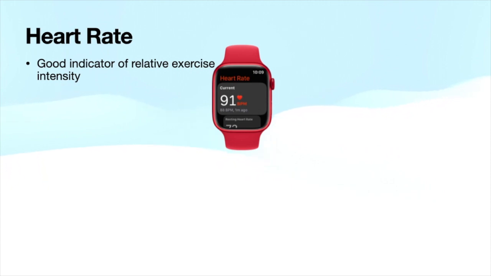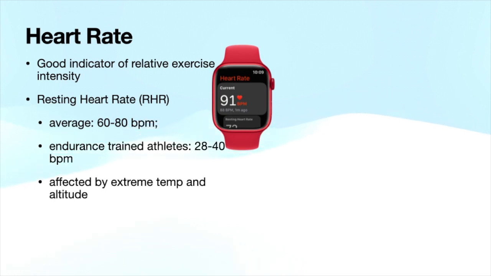Now, to know the difference in heart rate, we'll have a look at the normal values of our heart rate when we are at rest. Resting heart rate, or RHR, on average is around 60 to 80 beats per minute. If you're an average person, male or female, the range is 60 to 80 beats per minute.